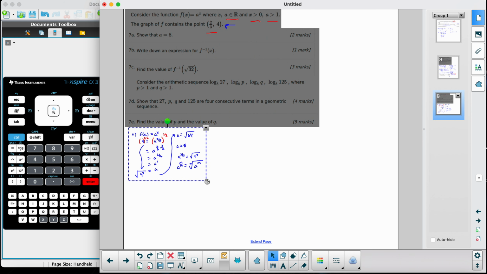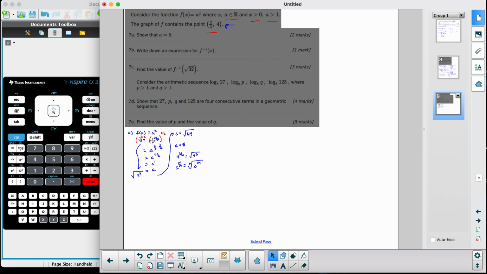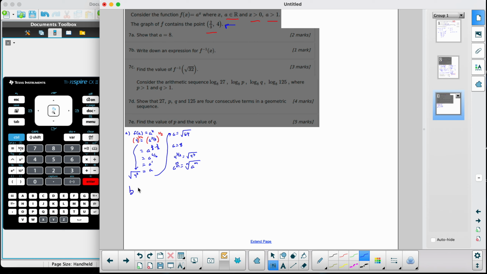Give me some real estate here. Okay, and let's try B. Write down an expression for the inverse. All right, so we have f of x equals 8 to the x, right? And to do the inverse, I'm going to write it as y equals 8 to the x.